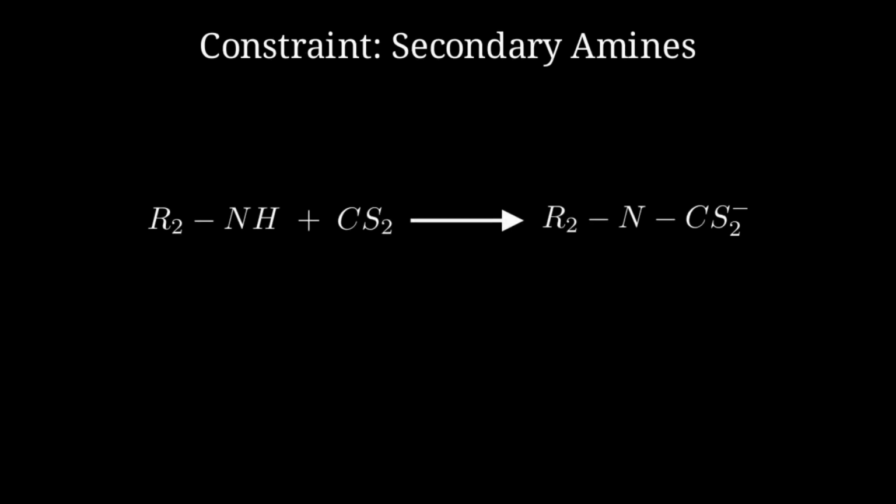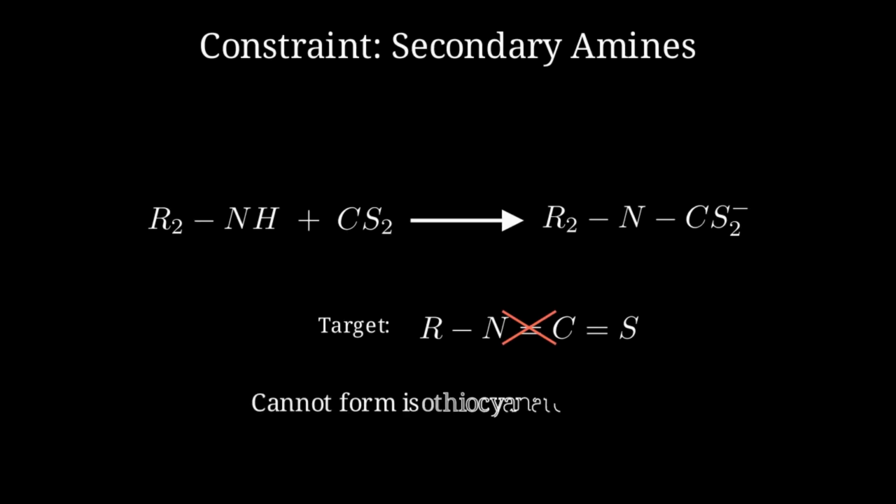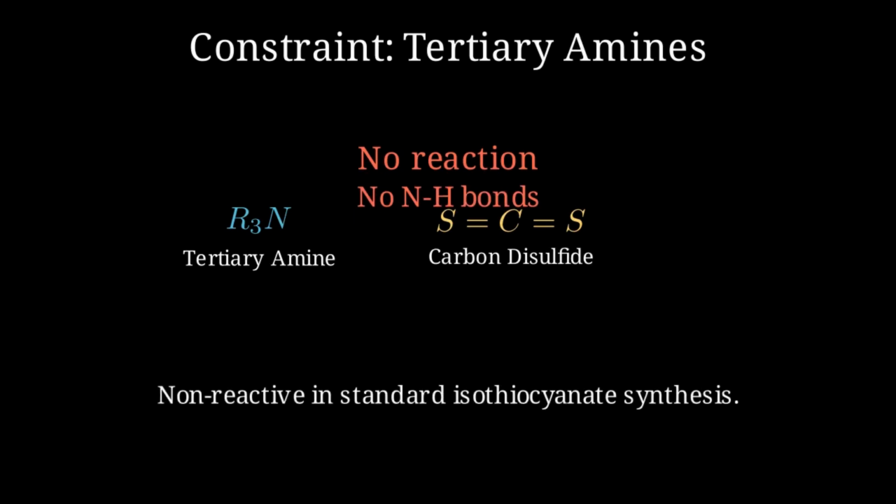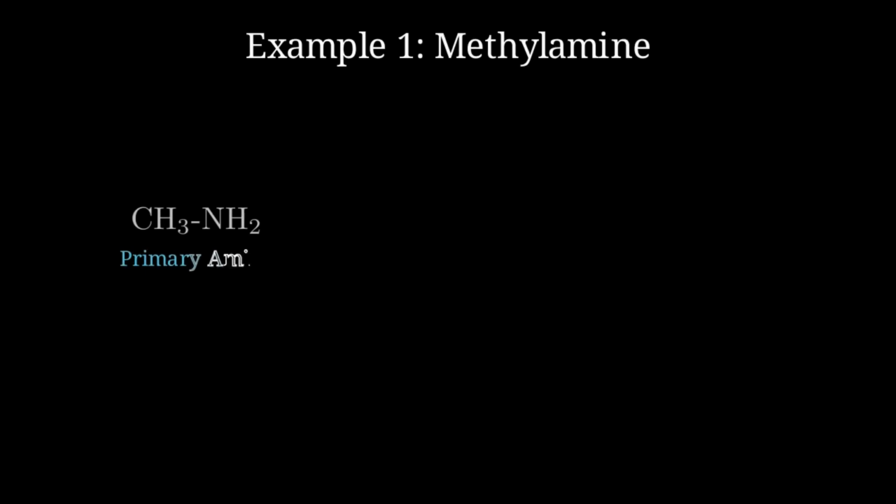Secondary amines present a significant constraint. Because they only possess 1 hydrogen atom, they cannot undergo the final elimination step required to form the N=C=S group, resulting instead in stable dithiocarbamate salts. Tertiary amines lack any hydrogen atoms attached to the nitrogen. As a result, they cannot form the necessary intermediates for isothiocyanate synthesis, acting only as bases or remaining unreactive in the mixture.